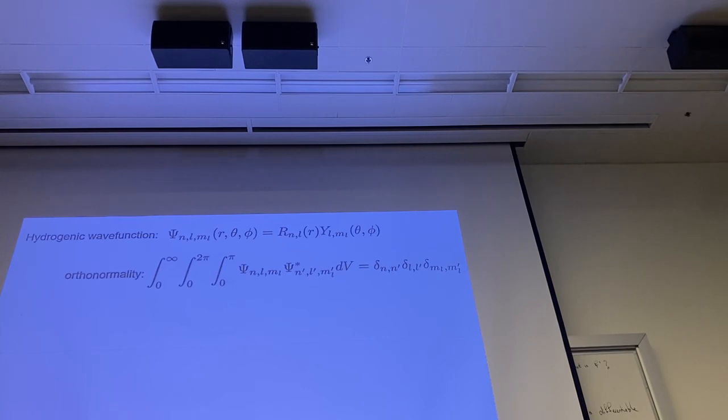Any function in the set that you pick, and you pair it with another one, that overlap integral is going to be 0. That means this is an orthonormal set. They're normalized to themselves, and the overlap with any other function from the set is 0. You see that the integration is over 3 coordinates. r runs from 0 to infinity, phi from 0 to 2 pi, and theta from 0 to pi. That's what dV says. dV is the volume element in spherical coordinates.